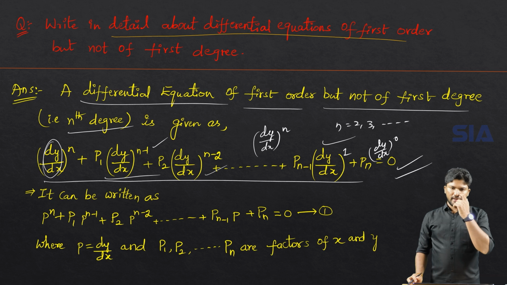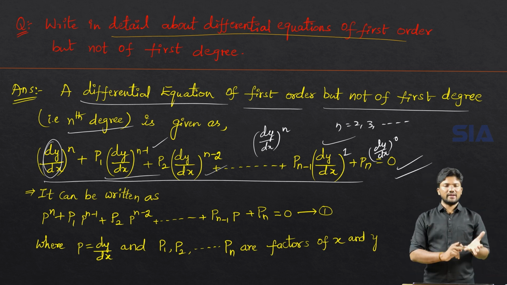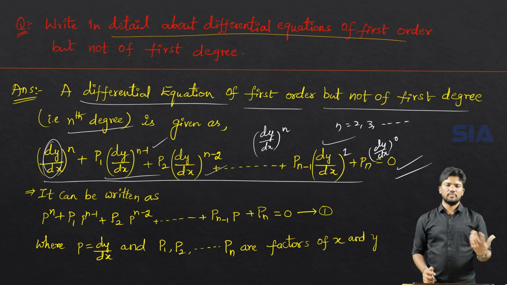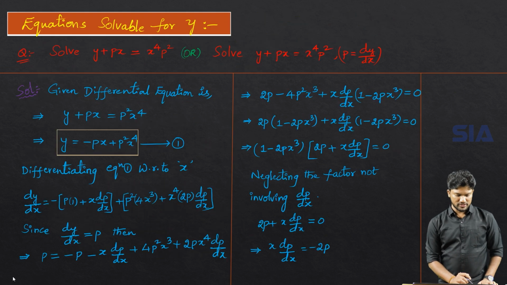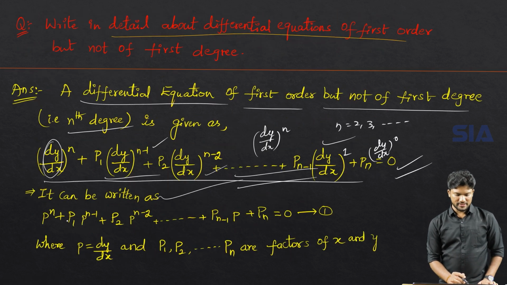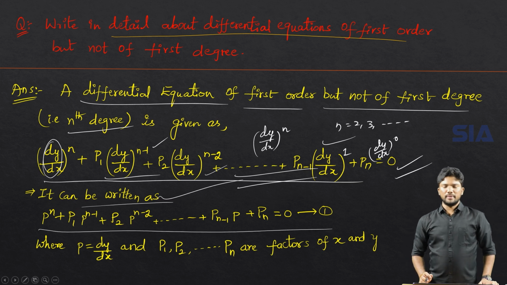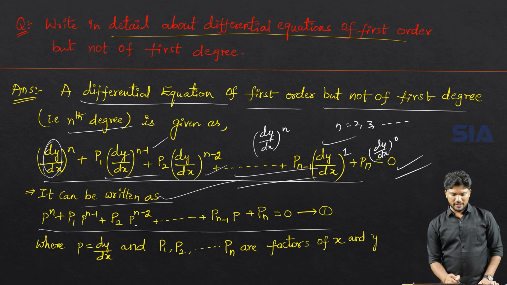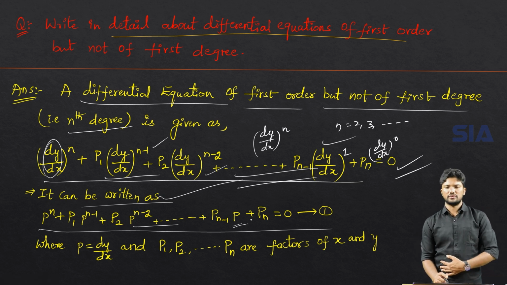Just remember carefully. From this nth degree first order differential equation, we can derive the second degree, third degree, wherever we require that degree. Based on that degree, we can write that equation. So this entire big equation we are writing in its simplest form. That simplest form can be written as p power n plus P1 into p power n minus 1 plus P2 into p power n minus 2, and so on, up to P suffix n minus 1 into p plus P suffix n is equal to 0.